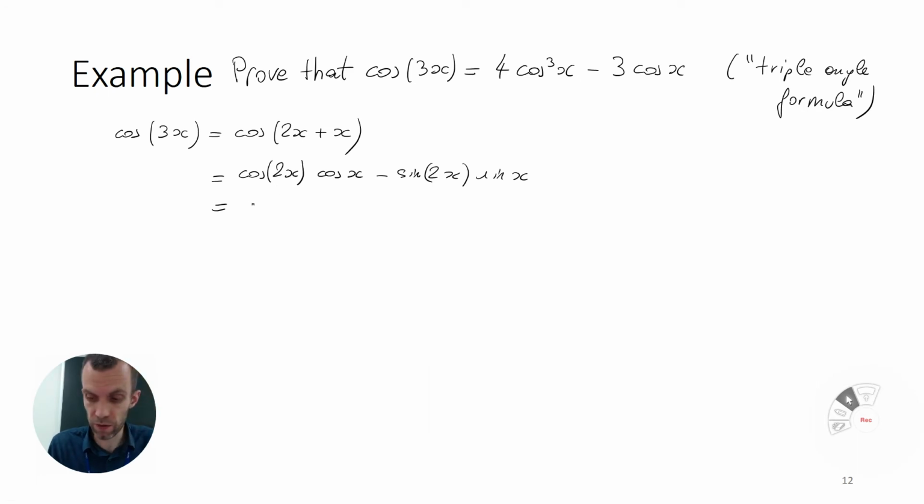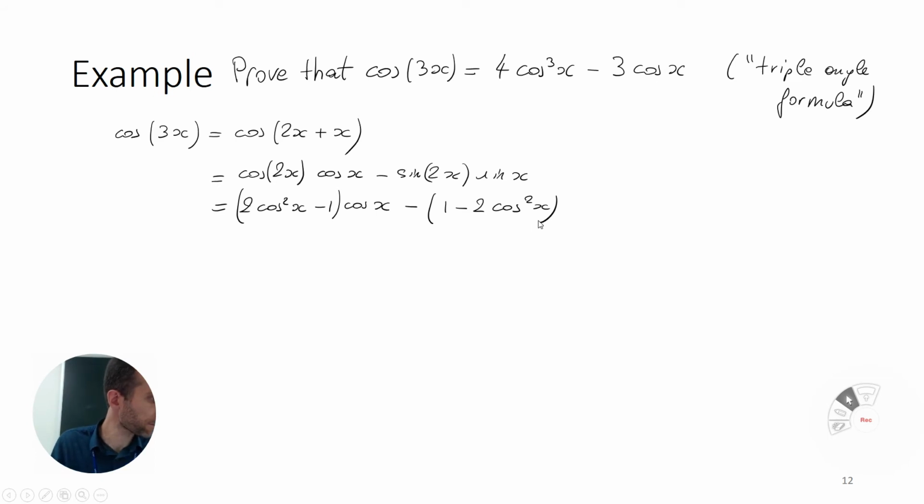So we can write this as 2 times cosine squared x minus 1 times cosine x minus 1 minus 2 times cosine squared x. Sorry, that's wrong.